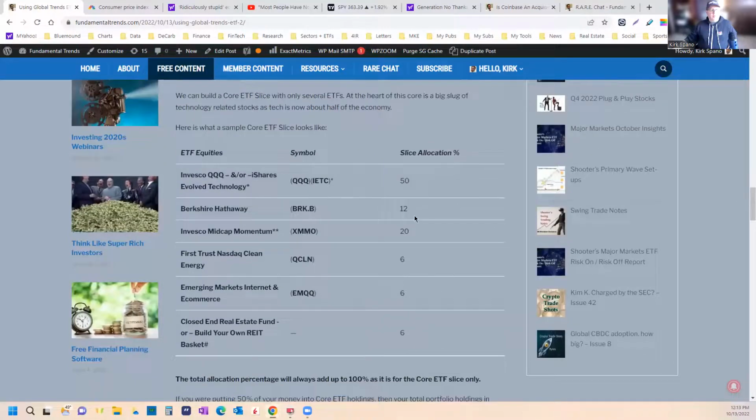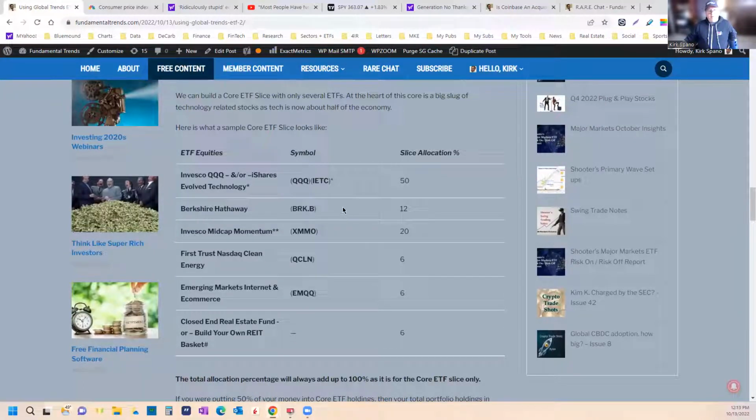So when we take a look at this, Invesco QQQ or iShares Evolve Tech, of this slice, right? Your allocation will always be 100% of this slice. The slice just might shrink. So I'd have about half of my money in the tech weighted investments. Why? The economy is half technology now. So it's not out of line to have half of your portfolio in tech because that is actually what the portfolio dictates based on size of the economy.